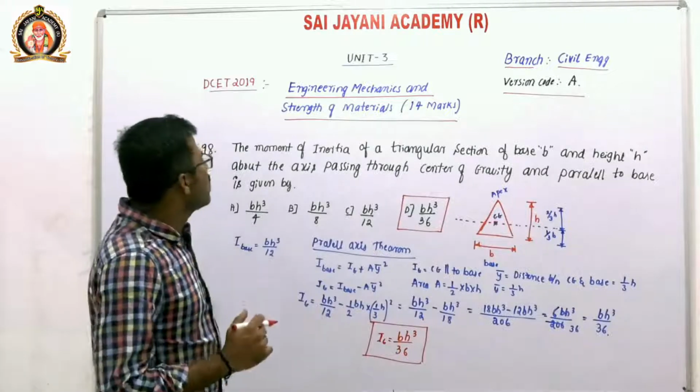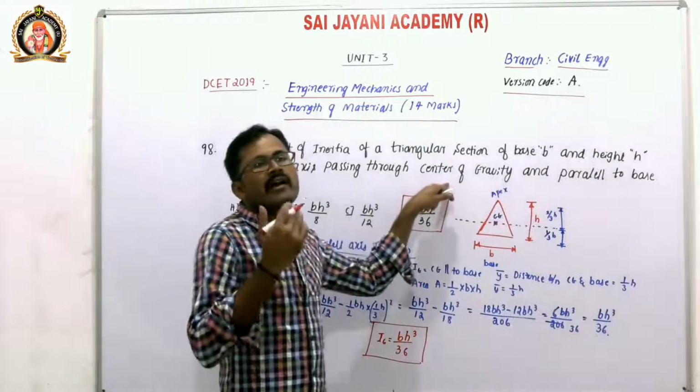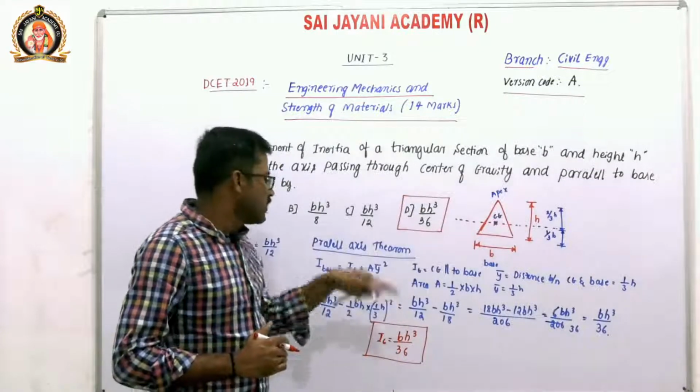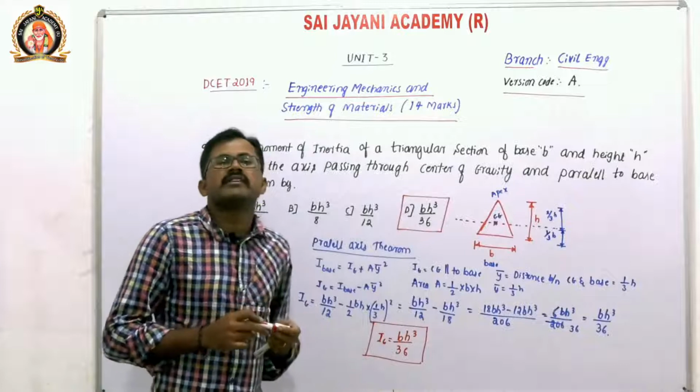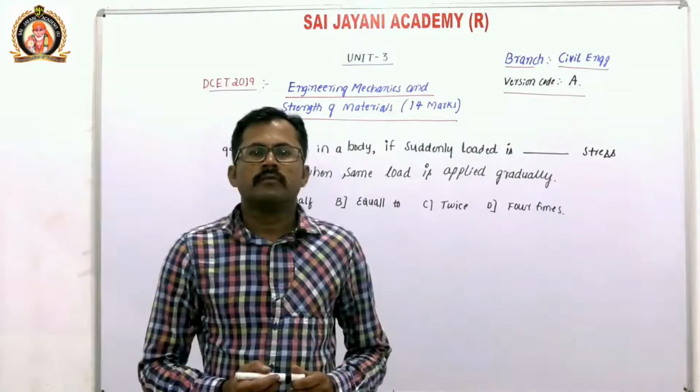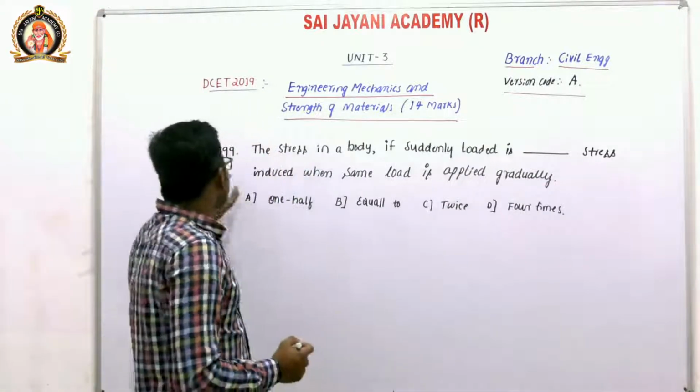But he is asking about the axis passing through the center of gravity and parallel to its base. Then the moment of inertia becomes BH cube by 36. It is a very important concept. So next, question number 99.